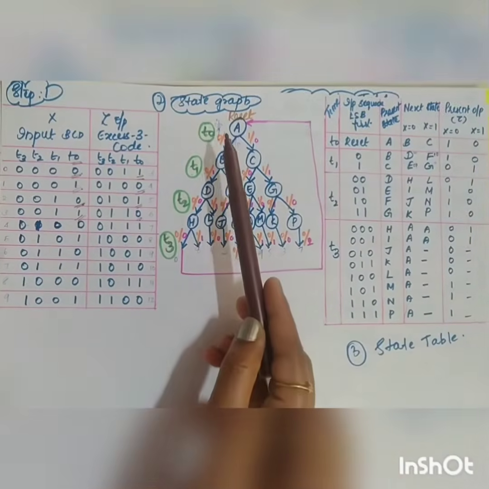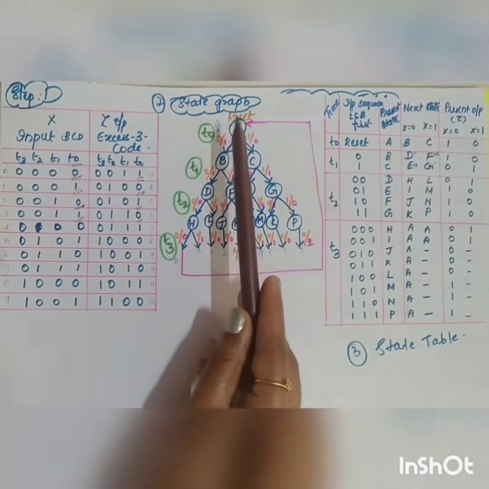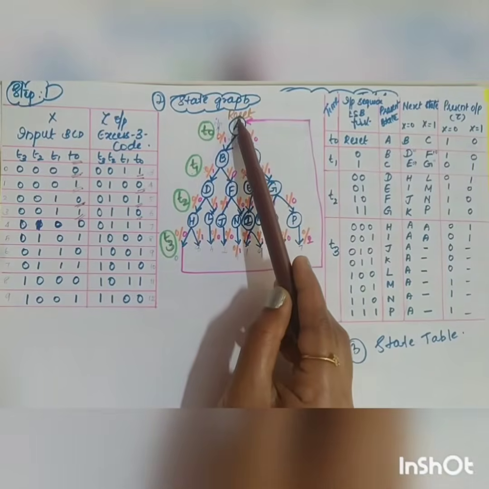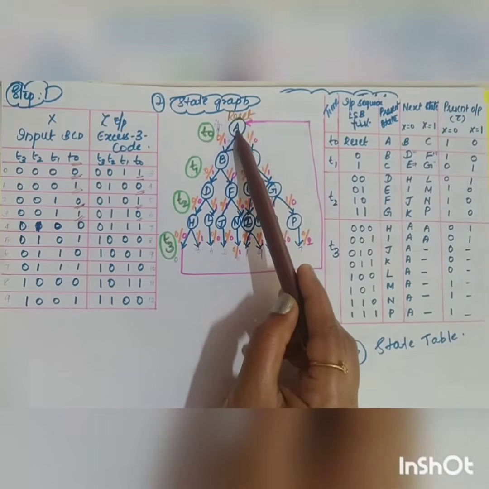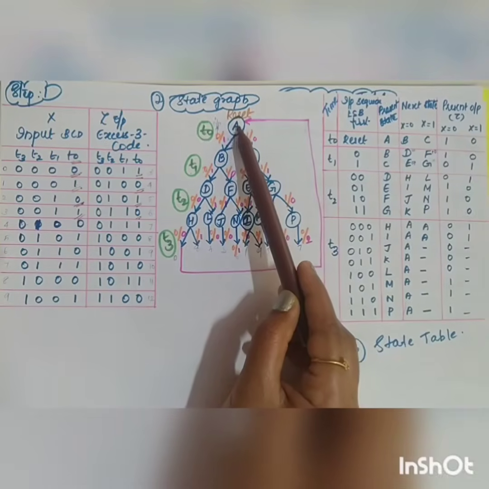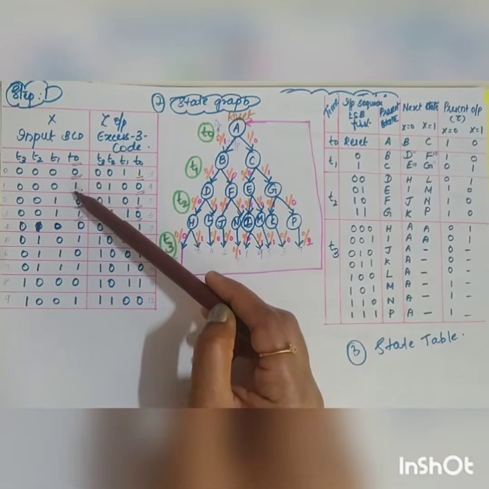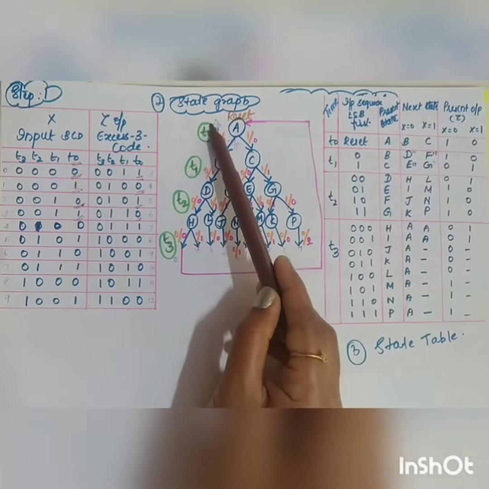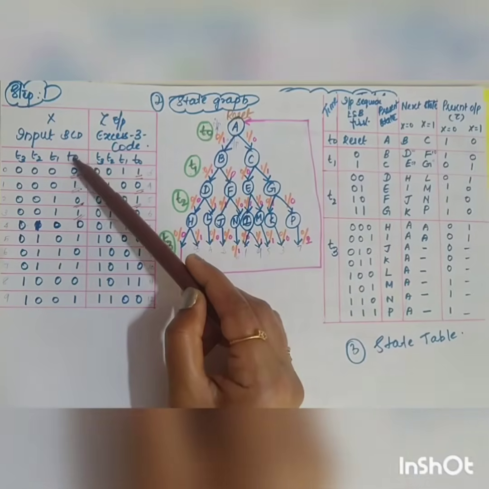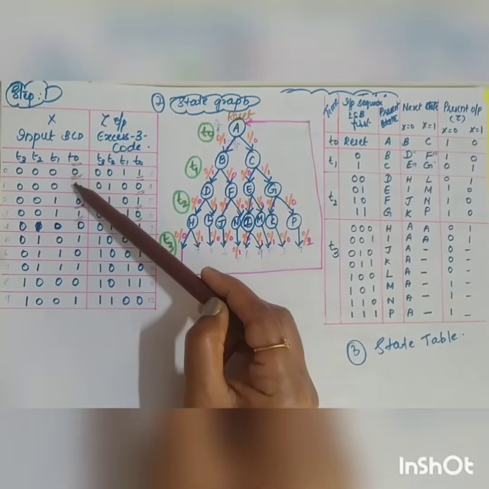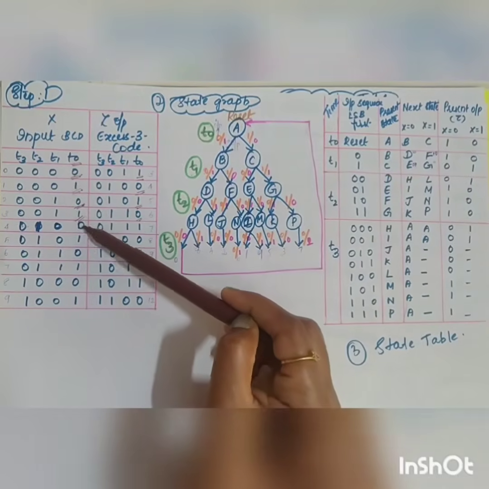Next, the next step is to draw the state graph. Let us assume that initially it is in state A. When it is in state A, you have two inputs, either 0 or 1. So at time period T0, your input can be either 0 or 1.